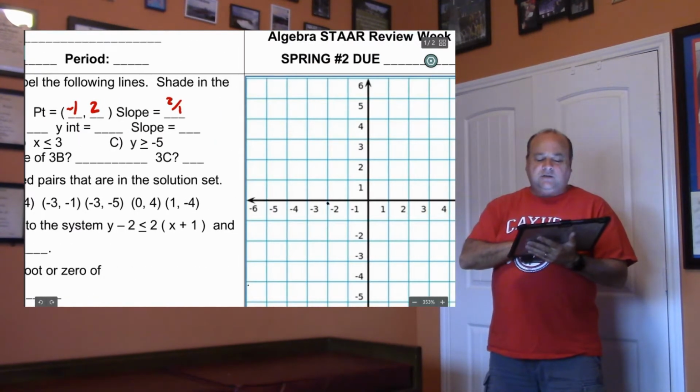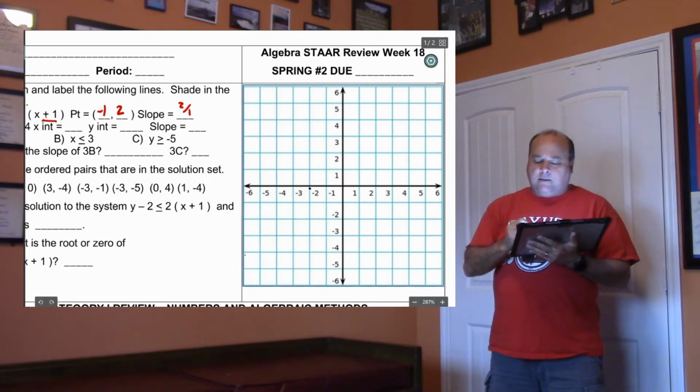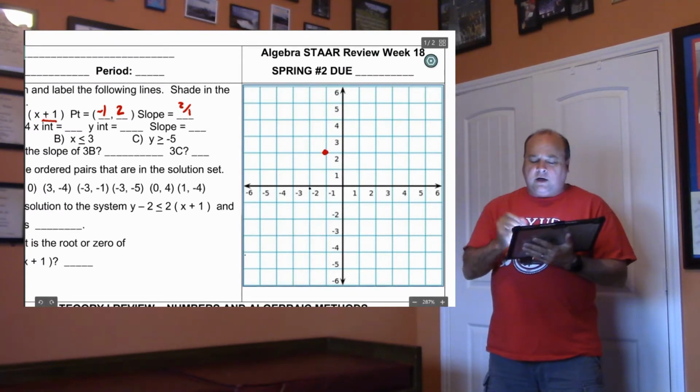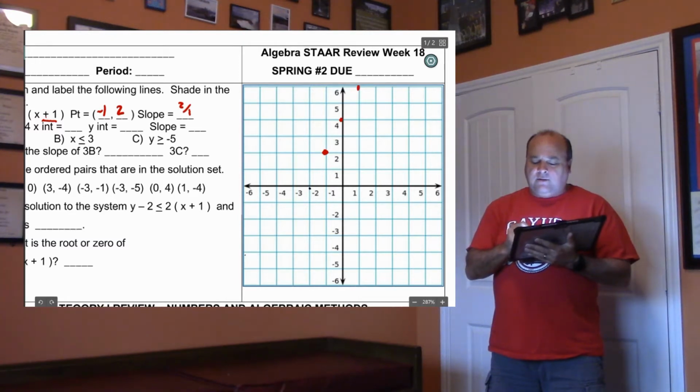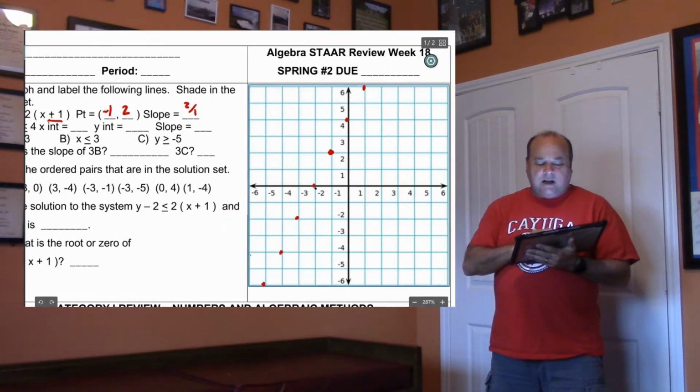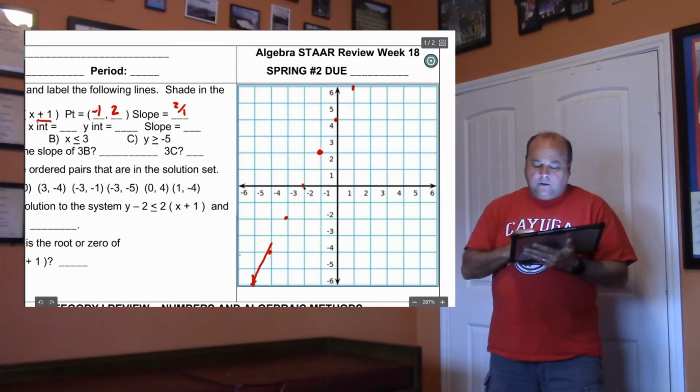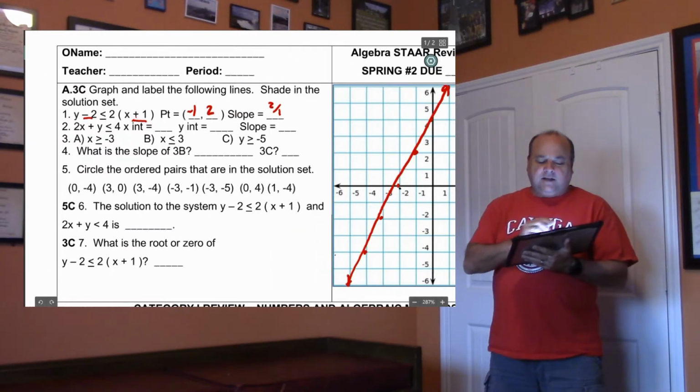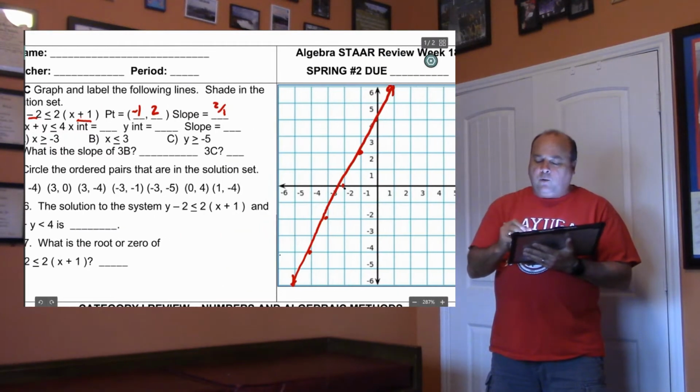So let's graph this. To graph negative 1, comma 2, I'm going to go left 1, up 2, draw a dot. And then my slope tells me to go up 2 over 1, and then down to left 1. So I'm going to have this line right here, and it is solid because it has an equal bar. Okay, so that's my line number 1, and I'm going to put a number 1 by here. That way I know which one's which.